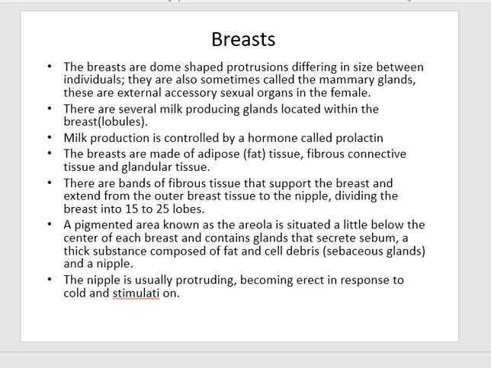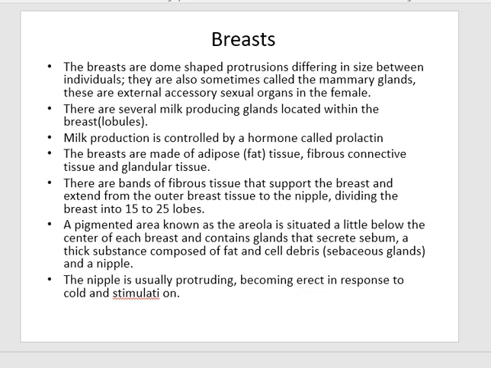The breasts are dome-shaped protrusions differing in size between individuals, some small, some large. They are also sometimes called mammary glands. These are external accessory sexual organs in the female. There are several milk-producing glands located within the breast, which we call lobules.